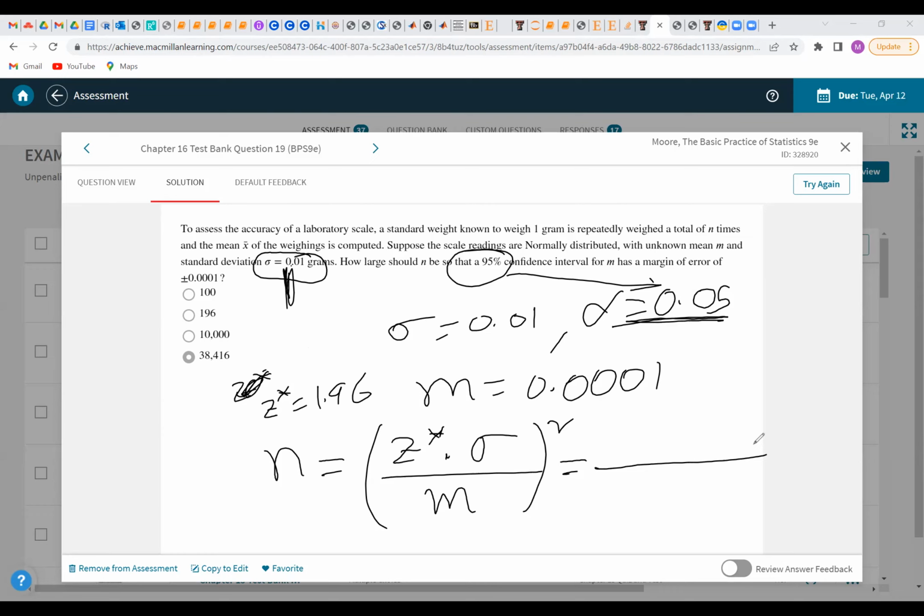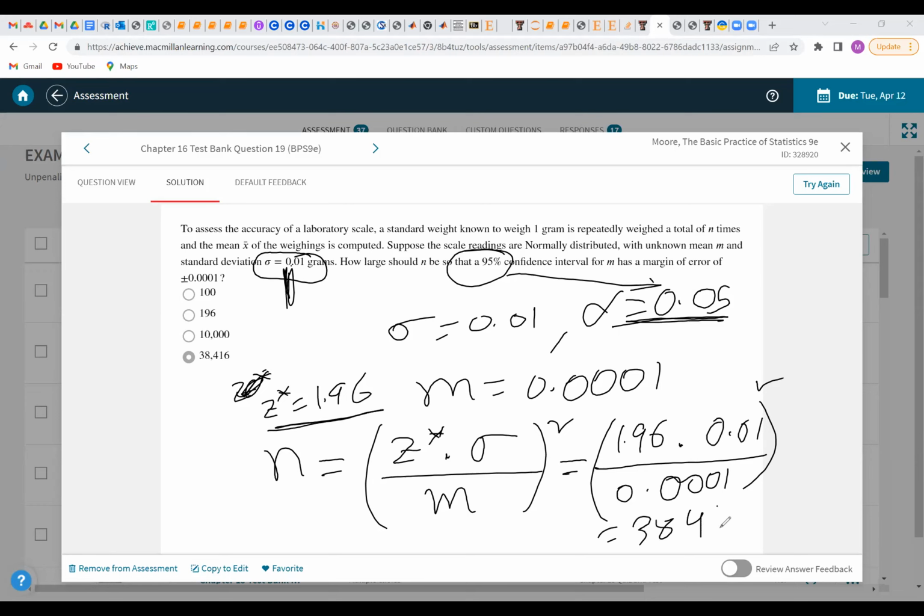So we have z star is 1.96 and m is 0.0001. So then we need to plug in this value 1.96 times sigma 0.01 over 0.0001, squared. Then you will get 38416. So that is the sample size which is required to obtain this margin of error. So the answer will be 38416.